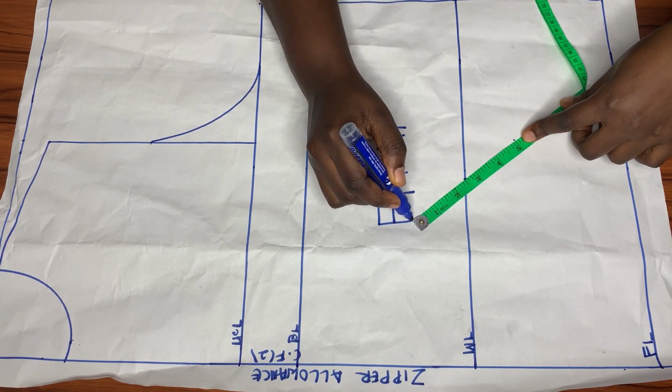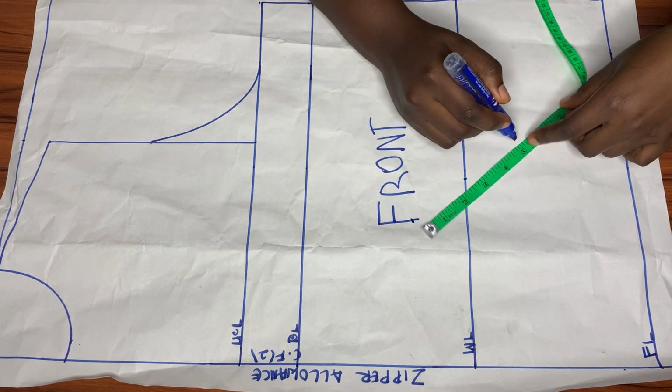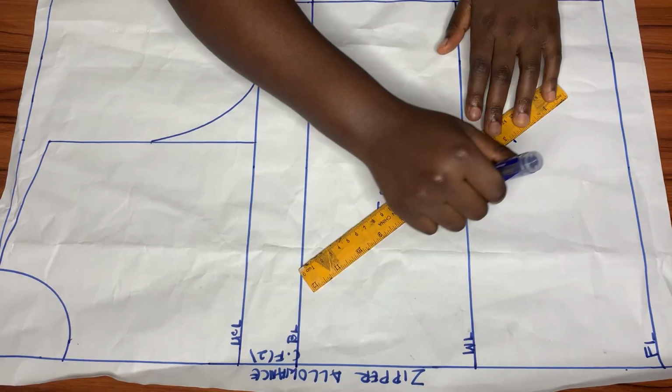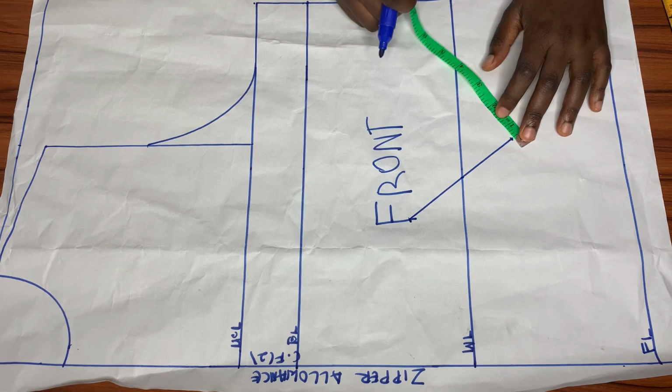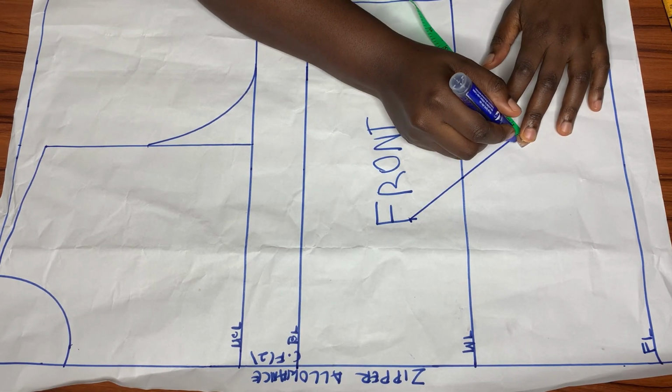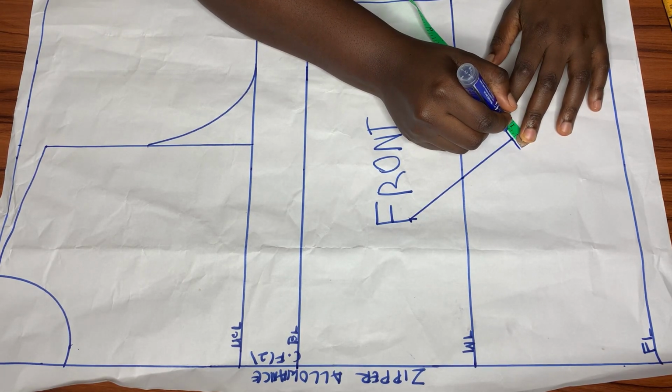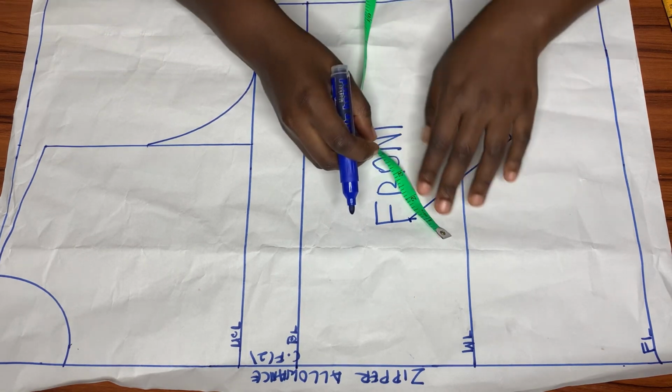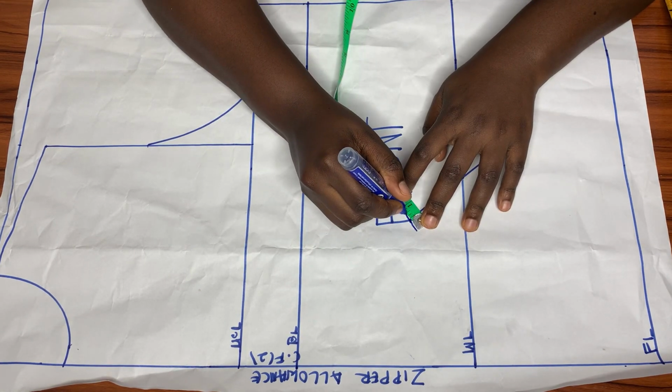So I'm just marking where my pocket begins and where it ends, and then I'll go ahead to connect the 2 points together with my ruler. Next, I'll be marking half an inch on both sides of that line. I'll do that on both ends of the line and go on to connect the points like so. Please use a ruler for this. I don't even know why I'm using my tape.